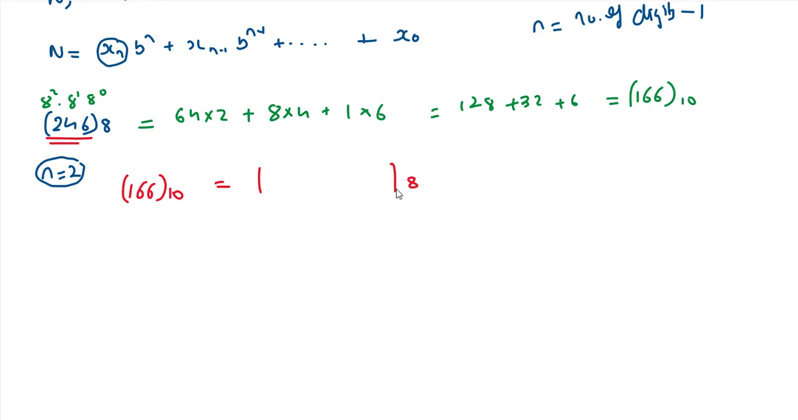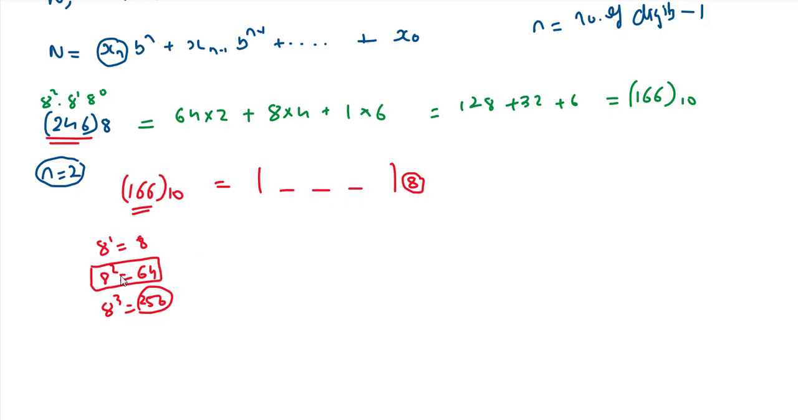For that we first have to find the highest power of 8 contained in this number. We know 8 raised to 1 is 8, 8 square is 64, 8 cube is 256. Now 256 is bigger than 166. Hence the highest power of 8 in this number is 64, that is, 8 square, so the power is 2. Therefore this number in base 8 will be a 3-digit number, which is 1 more than the power.